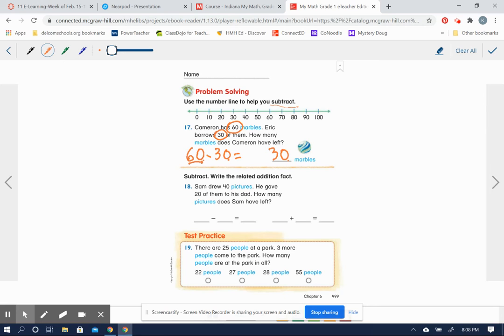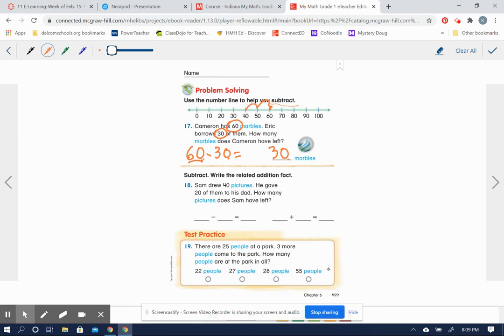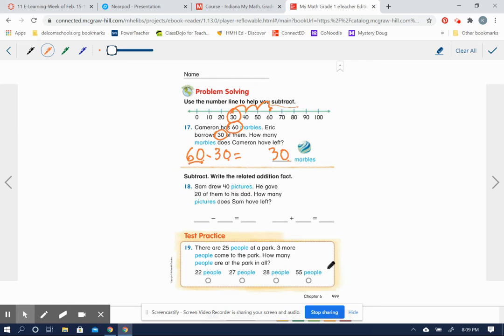Now let's draw some sticks just to make sure. Oh, wait a minute. We're supposed to use this number line here. Okay, let's start with 60 and count back 30, which is 3 tens. 10, 20, 30. Oh, yeah, the answer does equal 30. All right, well, we got 30 two different ways. Good for us.